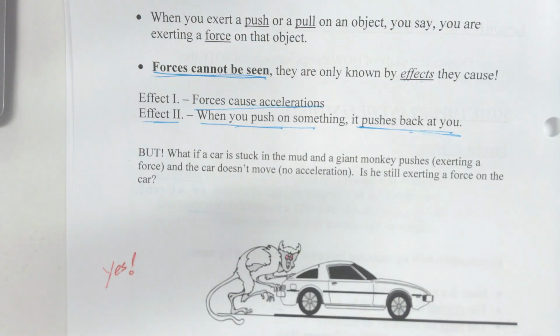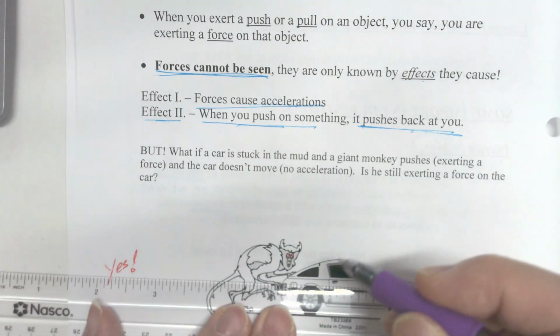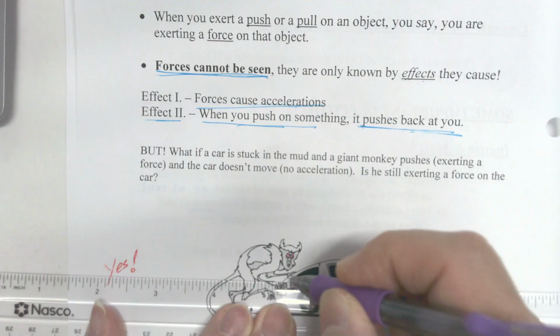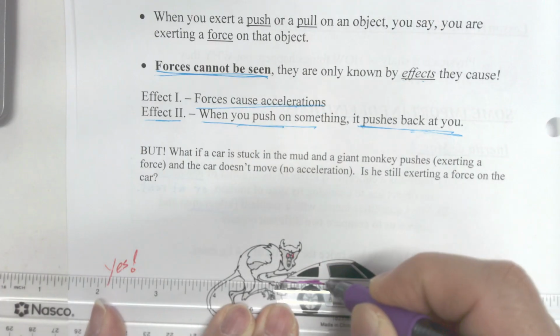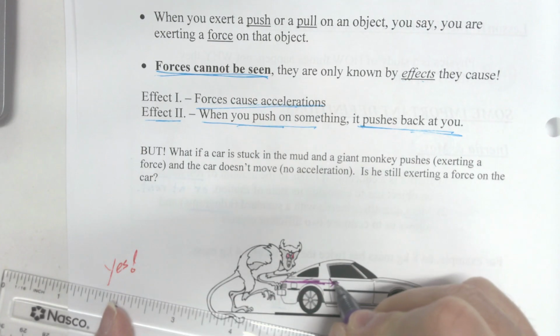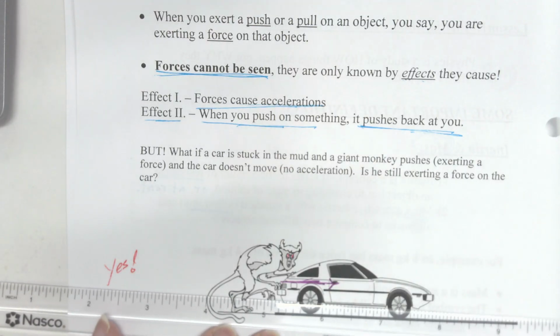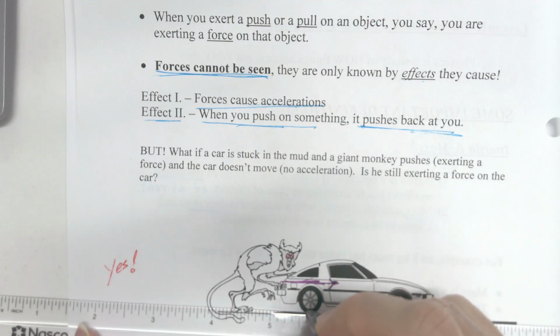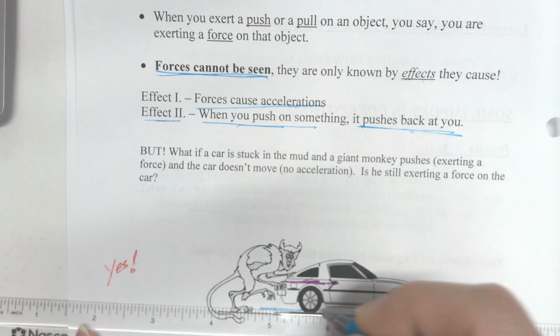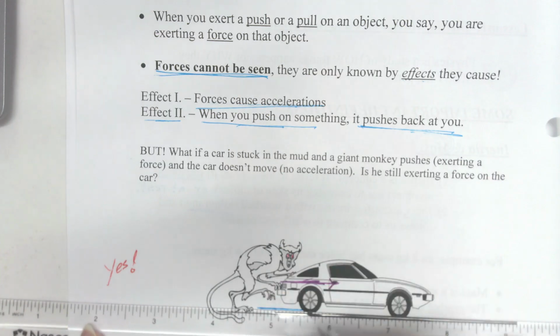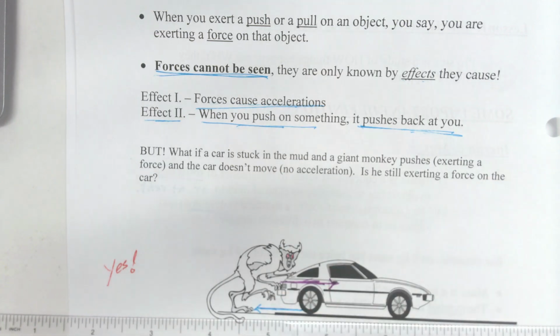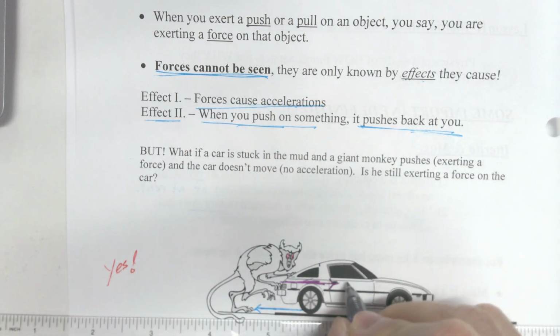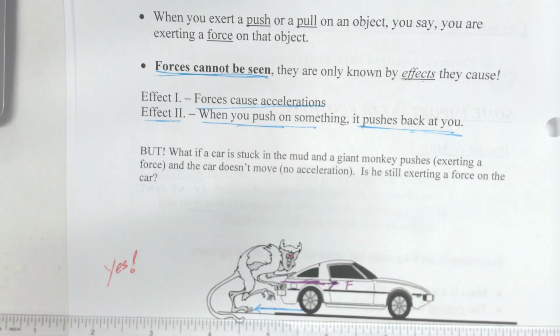So the monkey, even though he is applying the force in this direction, right? Something is pushing it back to counter the monkey's push, and that counter must be the same as the amount of force that monkey is applying. Okay?